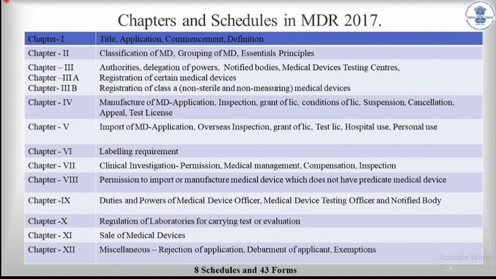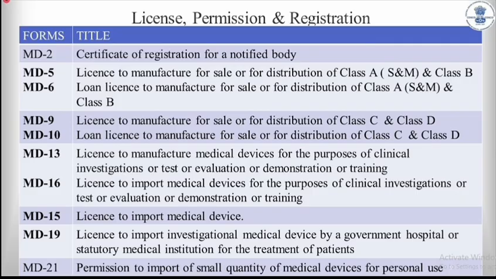Here I just want to specify the major chapters and schedules of MDR. I'm not going into all the details, just want to let you know that there are specific chapters which specify the requirements for obtaining manufacturing license, import license, clinical investigation, and sale of medical devices. These are the various forms.